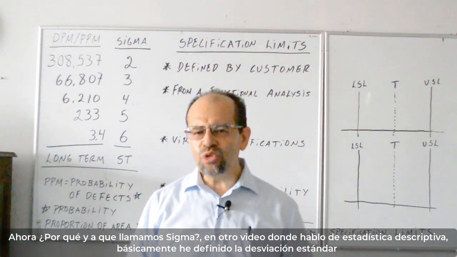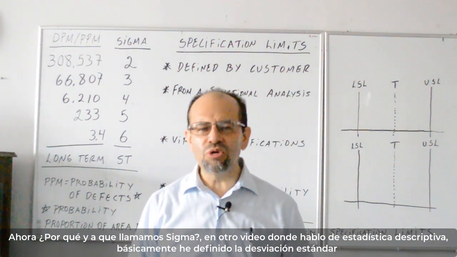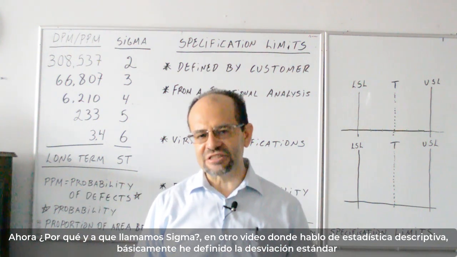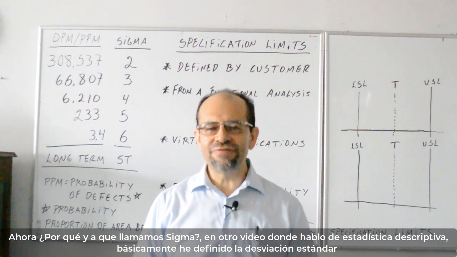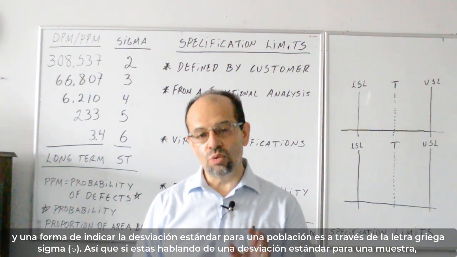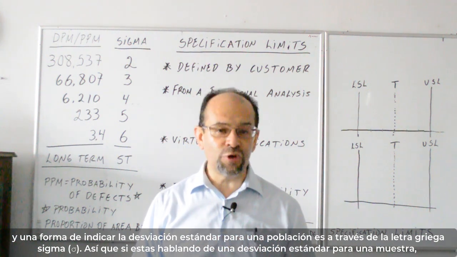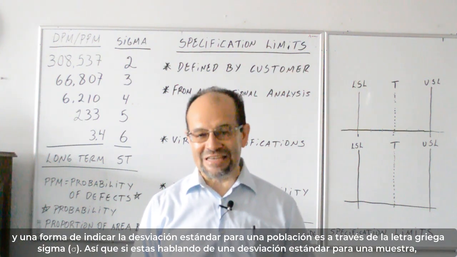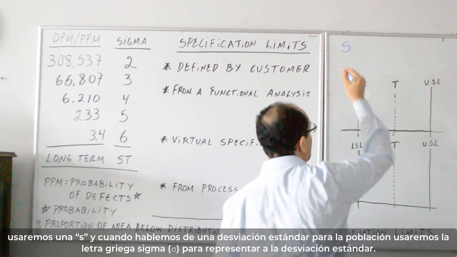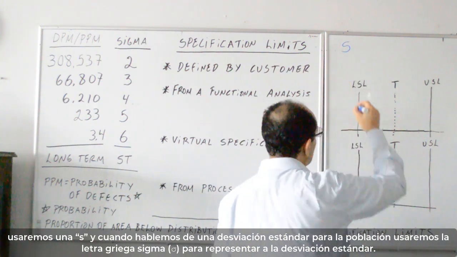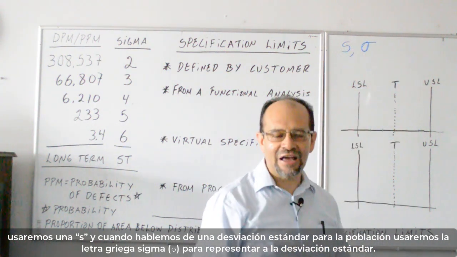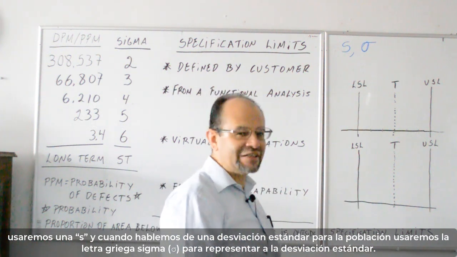Now, why do we call it sigma? In another video, when I talked about descriptive statistics, I defined the standard deviation, and one way to indicate the standard deviation for a population is through the Greek letter sigma. So if you are talking about the standard deviation for a sample, we are using an S. And when we are talking about a standard deviation for a population, we are using the Greek letter sigma to determine the standard deviation.